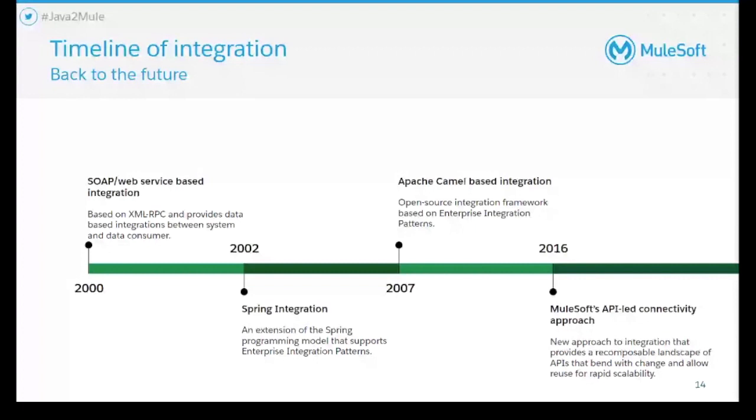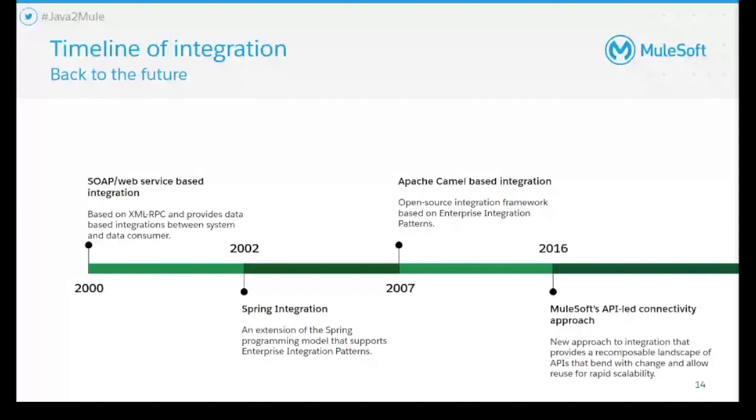And MuleSoft's API-led connectivity approach is the next evolution in integration. It provides an approach to integration that allows us to create an environment, a landscape that's recomposable. This recomposable landscape is made of APIs that are designed in such a way to bend to changes in business requirements, to satisfy new challenges, and to allow for reuse. Reuse then leads to the ability for an organization to rapidly scale. This is the solution we've been looking for. And this is a way in which an organization is able to confront the new challenges that we're actually facing right now.